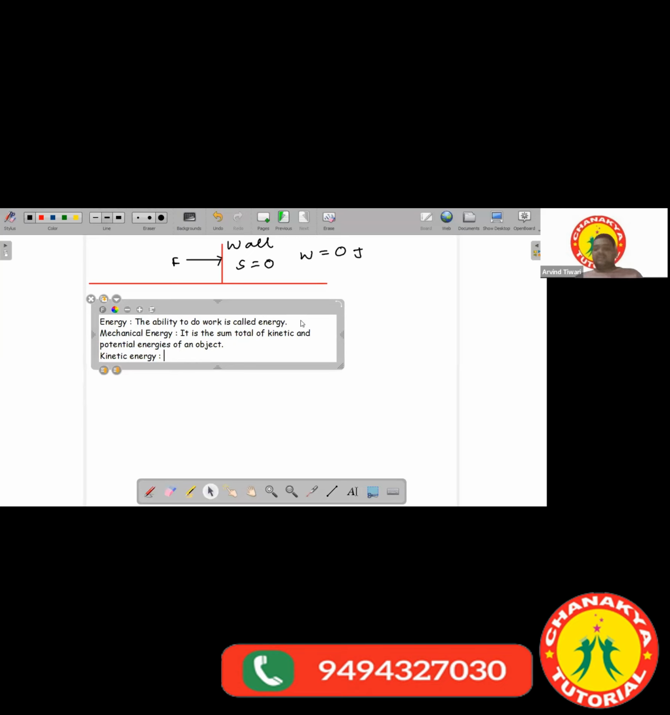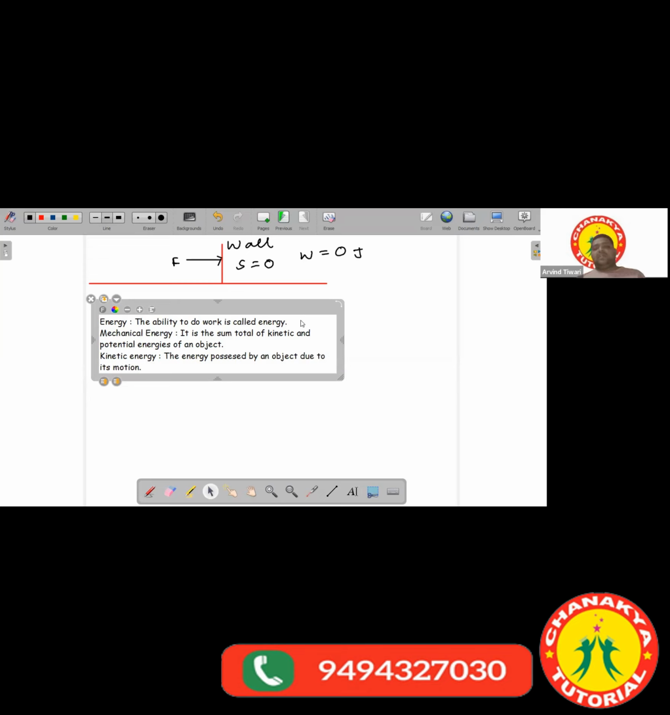What is kinetic energy? The energy of a moving object, the energy possessed by an object due to its motion, is called kinetic energy.